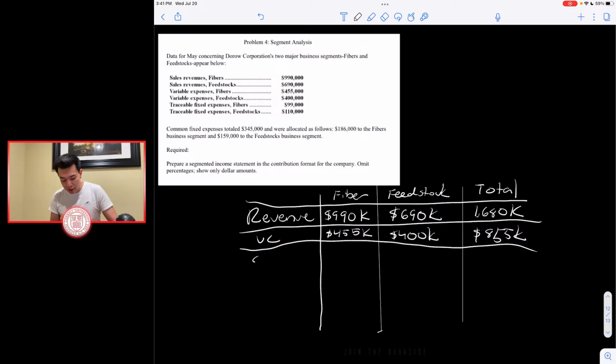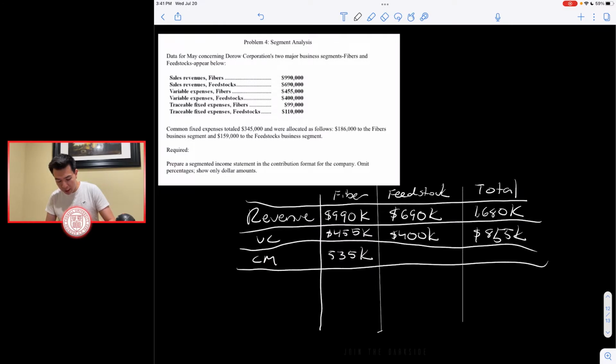As you can see, it's not much different from a regular income statement. You just have more rows and it's a little bit more number crunching, but in reality, it's the same concept. Next, we're going to have the CM, which is revenue minus variable costs. So for fiber we do 990K minus 455, and we get 535K. And the feedstock is going to be 690 minus 400, which gets us 290K. And finally, for the total, it's going to be 1680 minus 855.